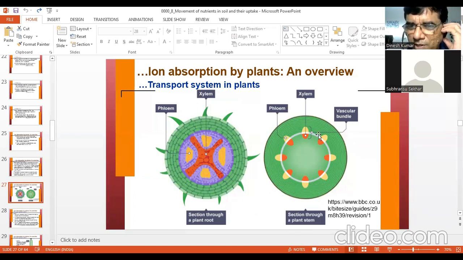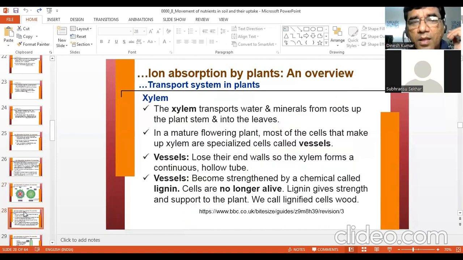So you know about vascular bundle, phloem and xylem. Xylem will transport water and nutrients, and phloem carbohydrates, acids, amino acids, and so on. The xylem transports water and minerals from the root up to the plant stem into the leaves. So it distributes. Once your nutrient or water enters the xylem, it will distribute to all other parts of the plant.